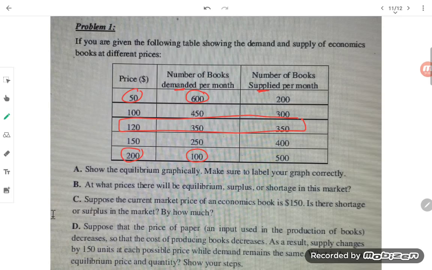Number B: at what prices will there be equilibrium, surplus, or shortage in the market? At these different price levels, we would like to identify at each point whether there is an equilibrium, surplus, or shortage. Or let it be more general: at any price lower than the equilibrium price, will it be shortage or surplus, and at any price higher, will it be shortage or surplus, and so on. So let's add one more column.